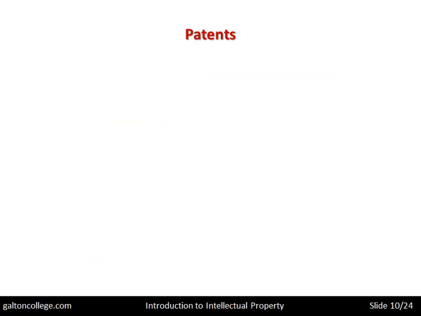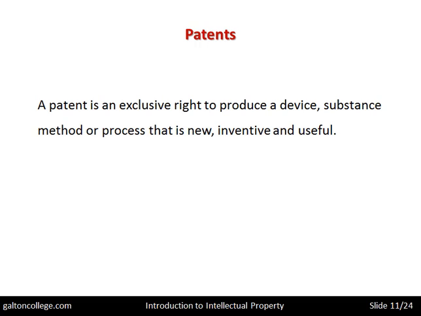Now patents. This gives an exclusive right to produce a device, substance, method, or process that is new, inventive, and useful. So it's a legal protection. A patent is a legal protection for the inventor or the originator of the idea to give that person a chance to reap the rewards of his or her hard work.